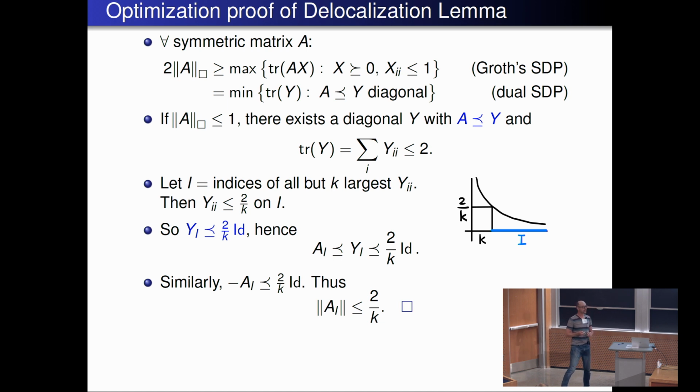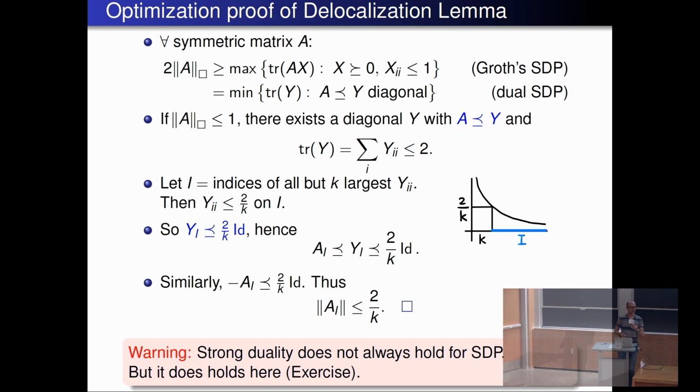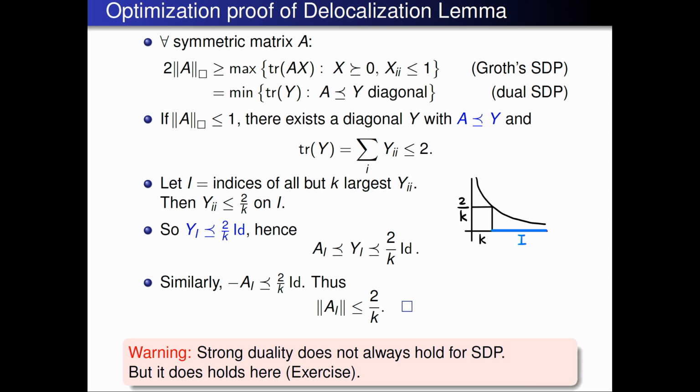With one caveat, though. The caveat is that strong duality doesn't always hold. We assume it holds, but for semi-definite programs it doesn't always hold, so you have to work it out a little bit. But in many situations it does, and this is one of those situations. So you just do a little exercise and convince yourself that we're okay, we're safe.